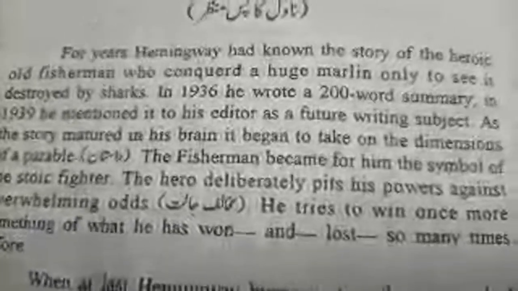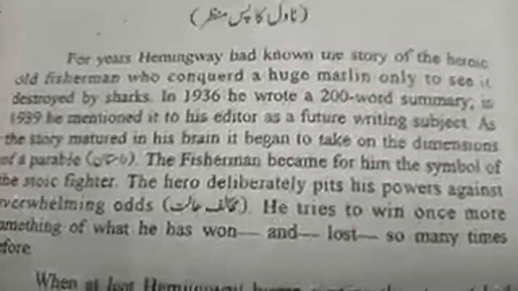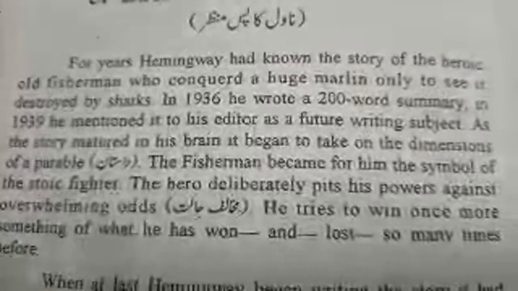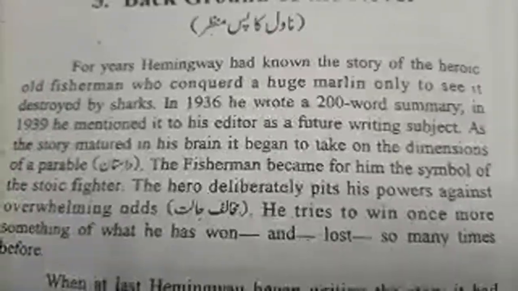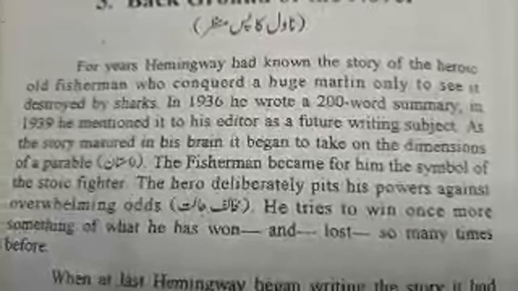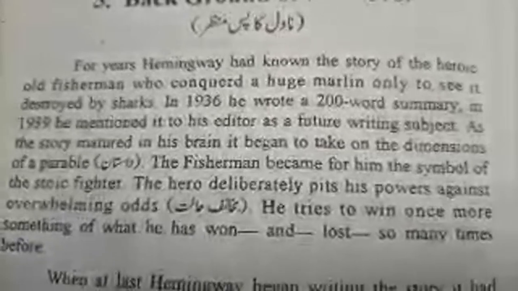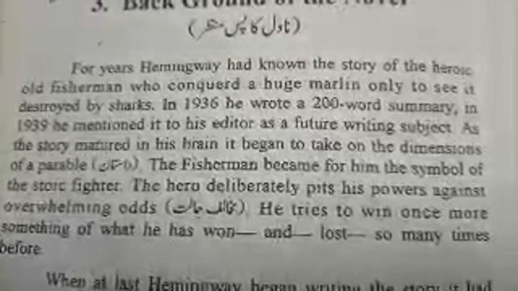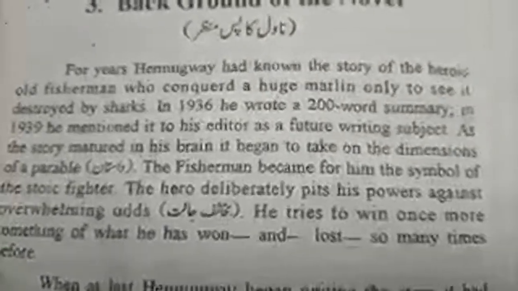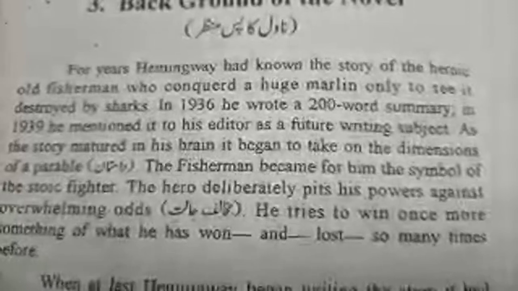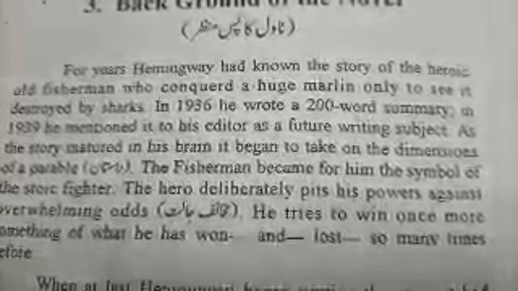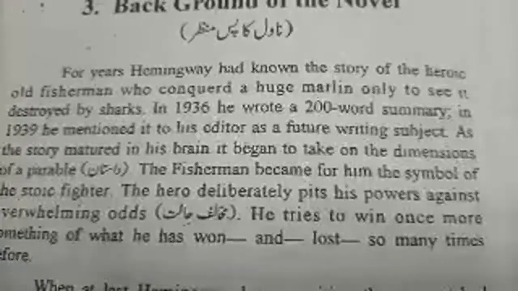That's the main base. I want to conclude it again. Dear students, be careful and think about it. For years, Hemingway had known the story of the heroic old fisherman who conquered a huge marlin only to see it destroyed by sharks in 1936. He wrote a 200-word summary in 1939. He mentioned it to his editor as a future writing subject.